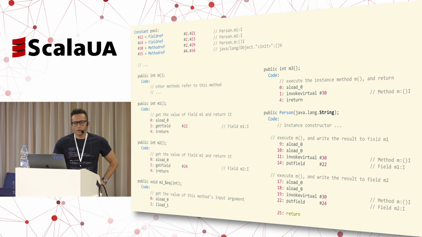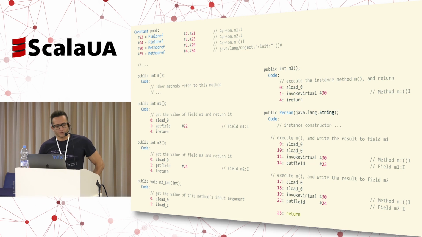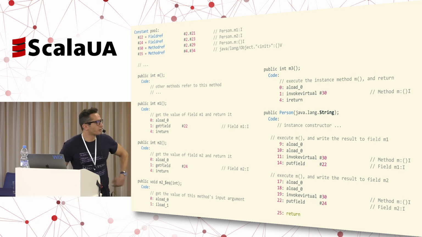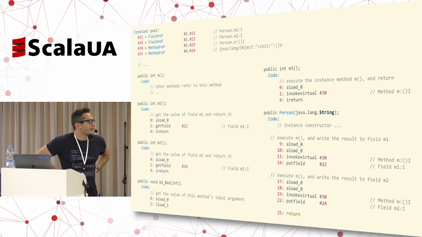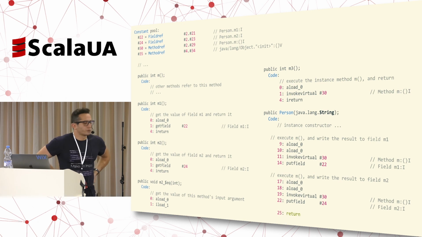In the constructor code, we see that this method is invoked twice during initialization, with the instruction invokevirtual 30 appearing first at byte offset 11 and then at byte offset 19. So at 11, we see one call to invokevirtual 30 on the right, and at 19, we see the second one, invokevirtual 30.